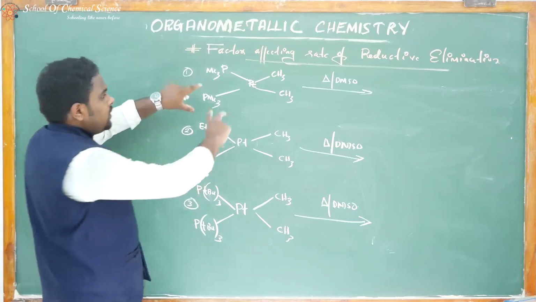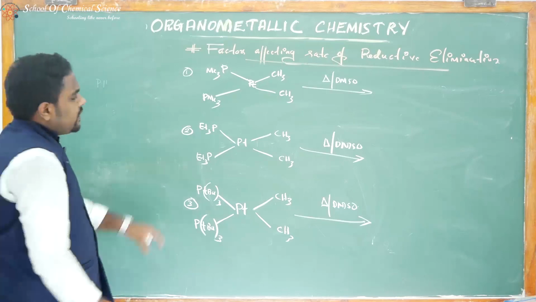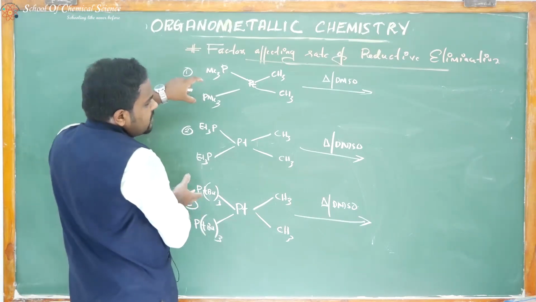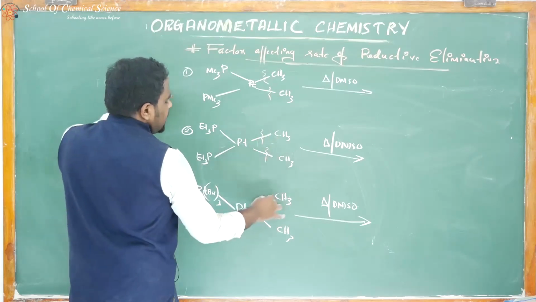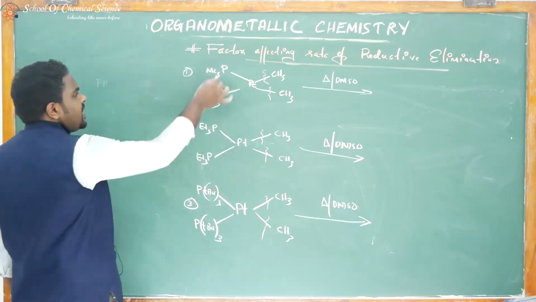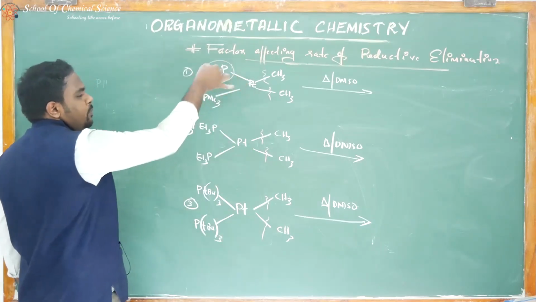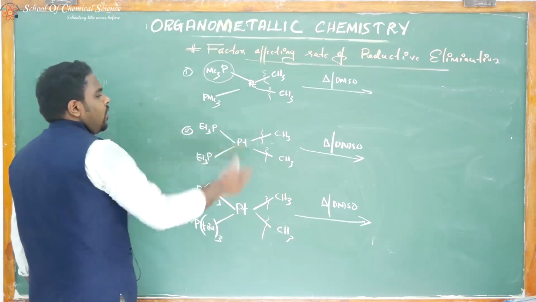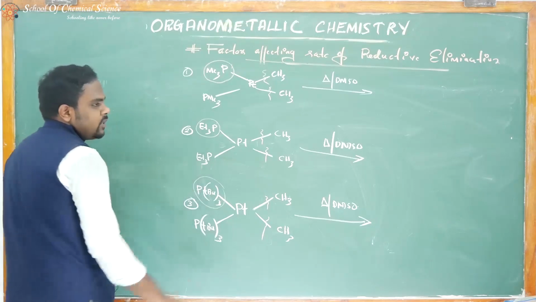You know, these are the auxiliary ligands or spectator ligands. When the steric crowding of these ligands increases, definitely the rate of reductive elimination of ethane will be much faster. Okay, so this is the PMe3 ligand, metal is connected to PMe3. Here a cone is created. Metal is connected to PEt3. Metal is connected to P tertiary butyl thrice.